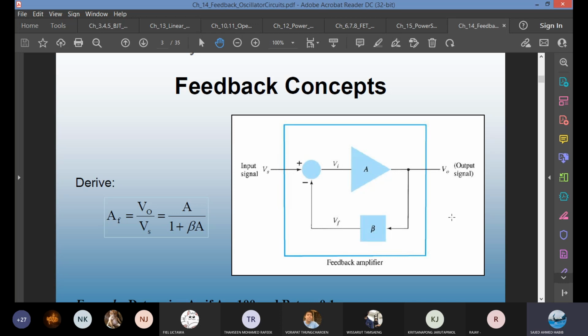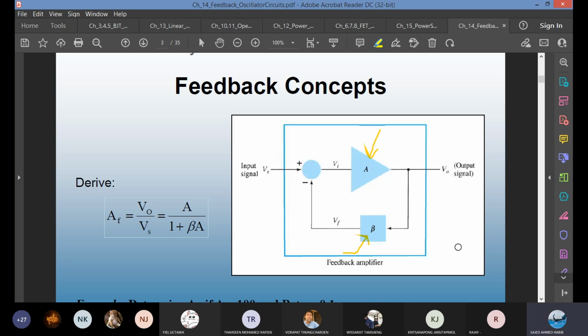This is amplified and given at the output. The gain of the overall loop is V out divided by Vs. Gain with feedback is much less than gain without feedback. The generic equation is A divided by 1 plus beta A. A is the amplifier stage. A is right here. Beta is the amplifying factor of the feedback element. This is the conceptual building block.